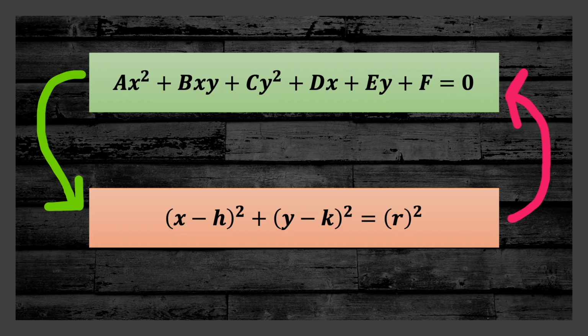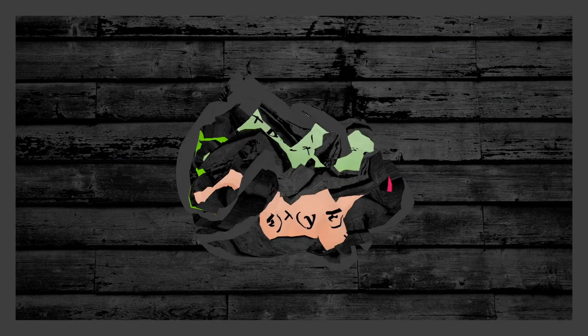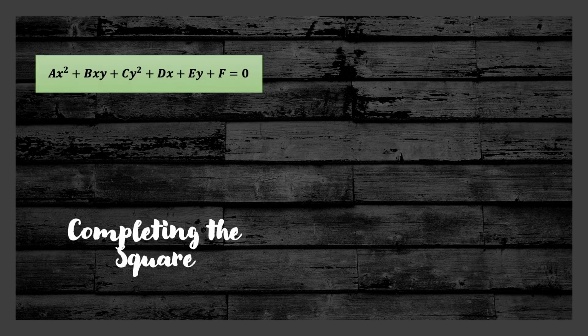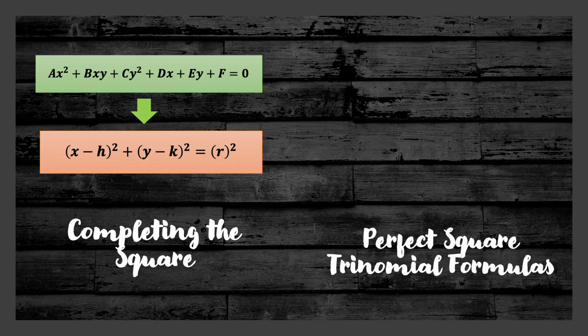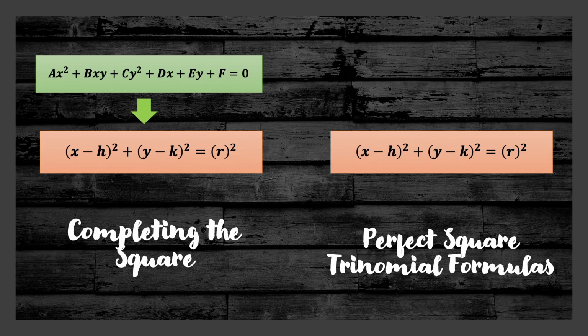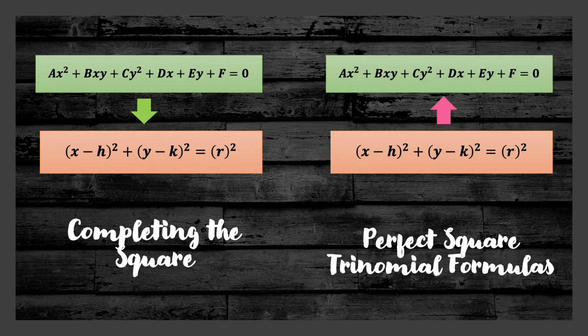So how are we going to convert general equation of a circle to its standard form and vice versa? We will use the completing the square method to convert the general equation of a circle to its standard form. On the other hand, we will use the perfect square trinomial formulas to bring back the standard equation of a circle to its general form.